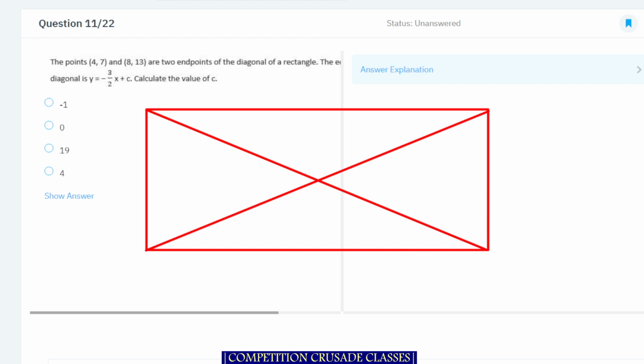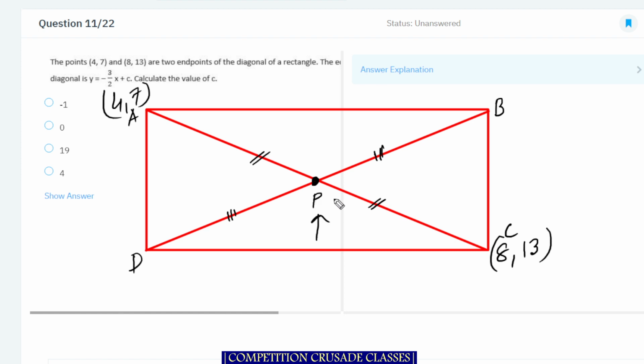Please understand that the diagonals of a rectangle bisect each other. So of a rectangle, the diagonals bisect each other. What do I mean by that? This point 4, 7, you can write wherever you feel like. This point is the exact midpoint of this line. Suppose I'm calling this line AC, and we have an equation of the line BD. Suppose this point is P, the midpoint, I can actually calculate it.